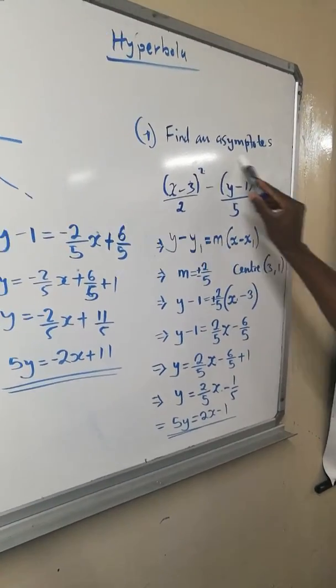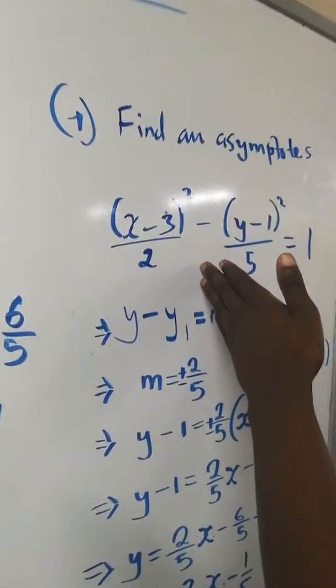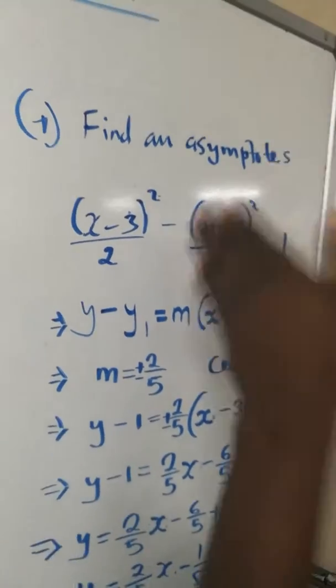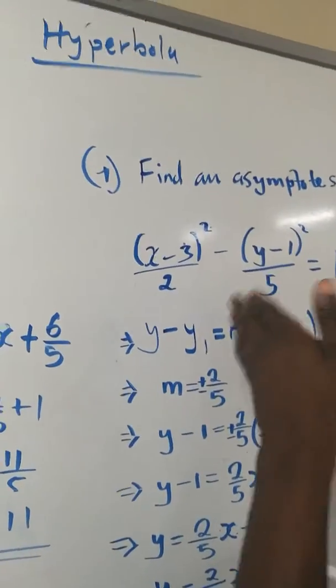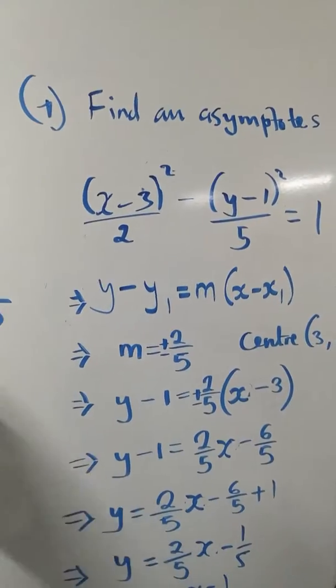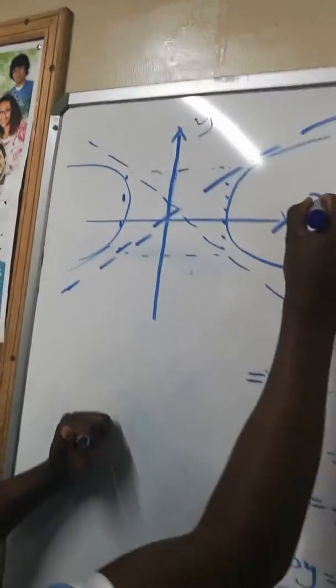as you can see, this equation shows us that this is a hyperbola equation. There is a minus. If there was a plus, you would have said it's an ellipse. Now the way it is, it's a hyperbola. So before we go to these calculations, let's try to view this here. This is the x-axis, y-axis.